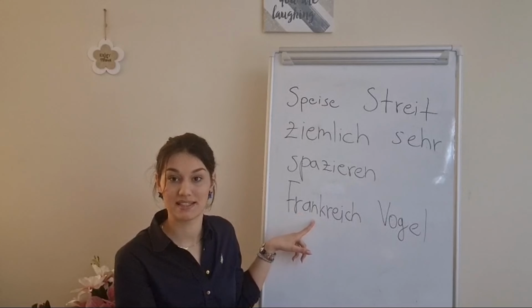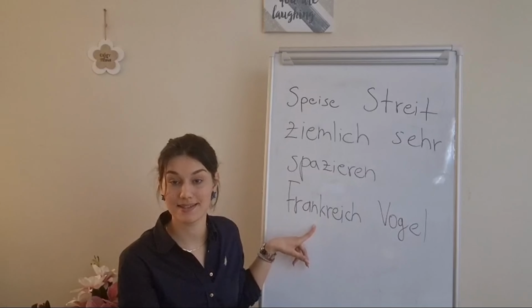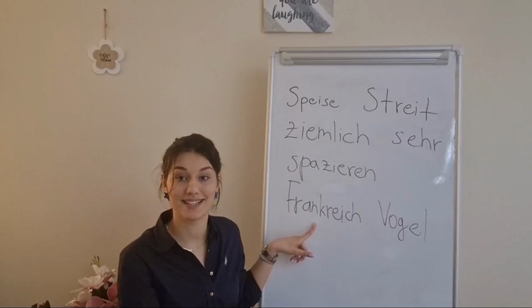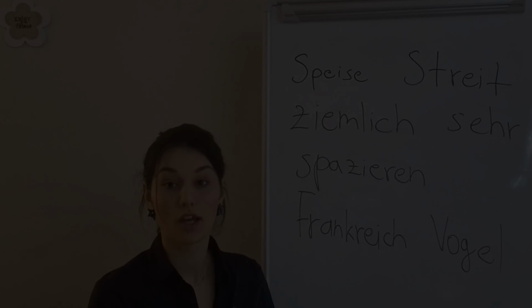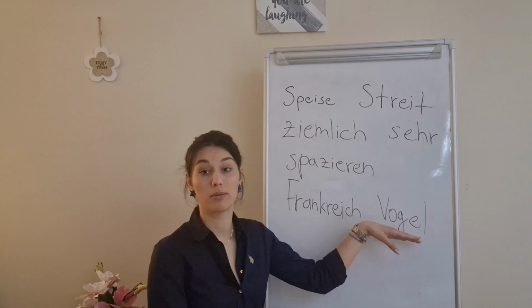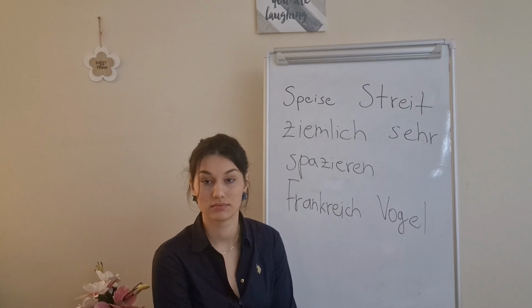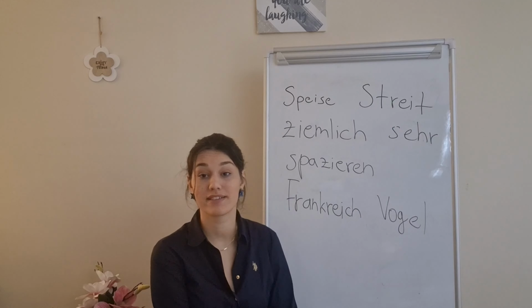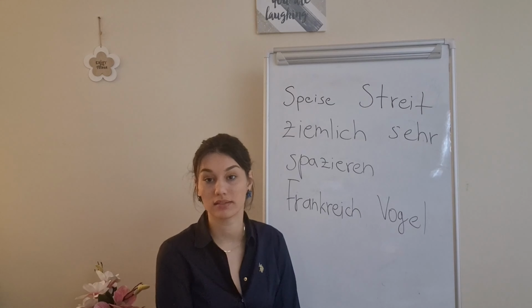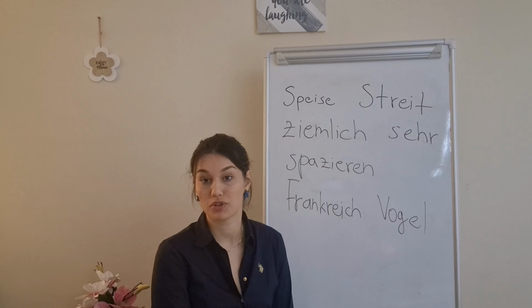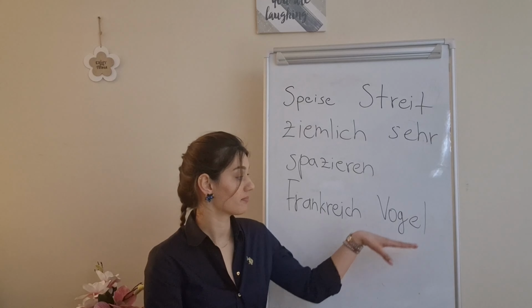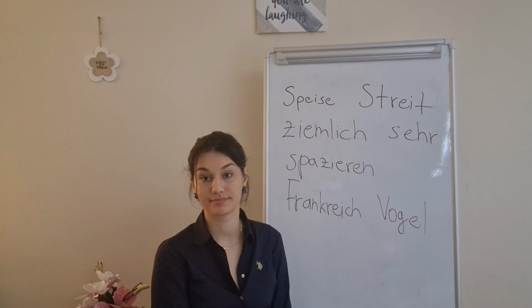We have already spoken about this state. Can you tell me what state this is? This is France. So the next word will be this one. How is this going to be read? It will be read as Vogel. Can you tell me what this word means? It means a bird.